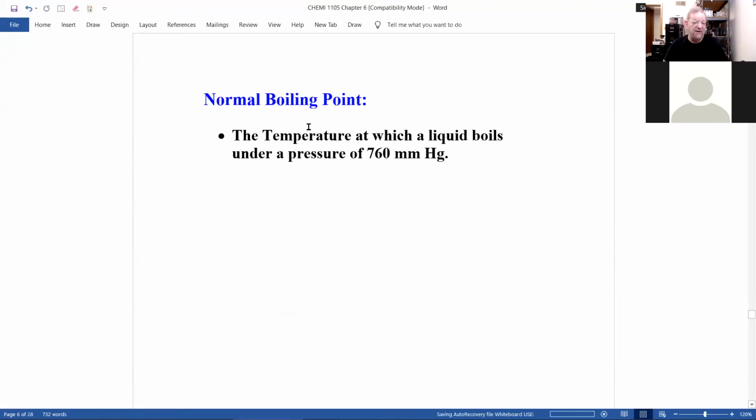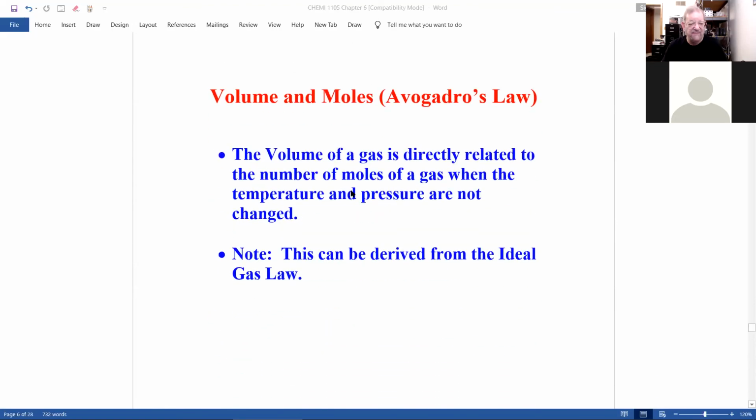And the normal boiling point, which I'll never ask on a test, is the boiling point of a liquid at atmospheric pressure, which is 760 millimeters mercury, 760 torr, 1 atmosphere.